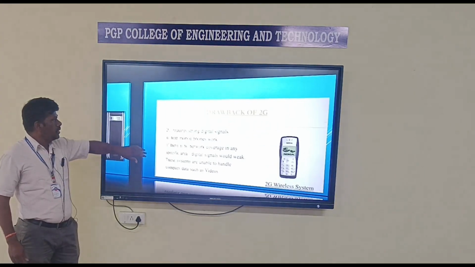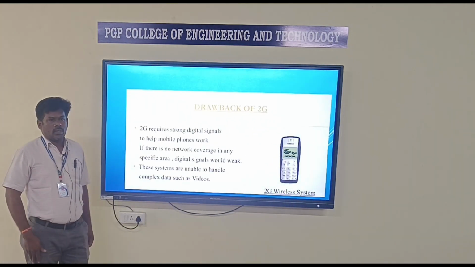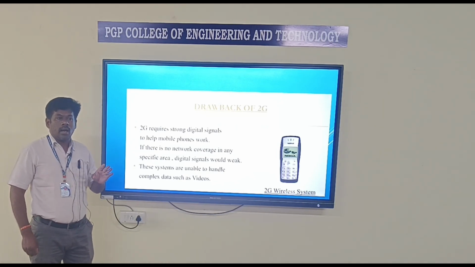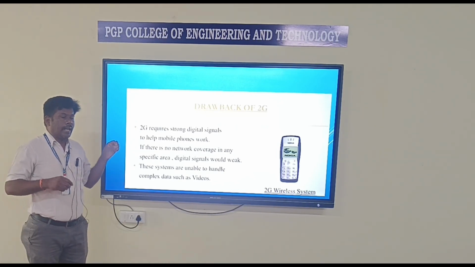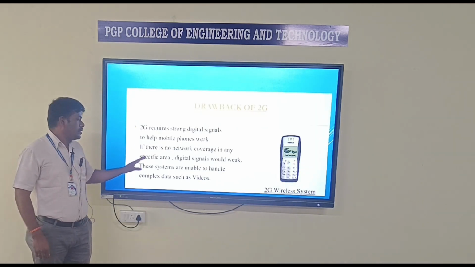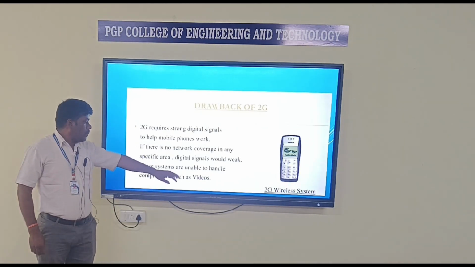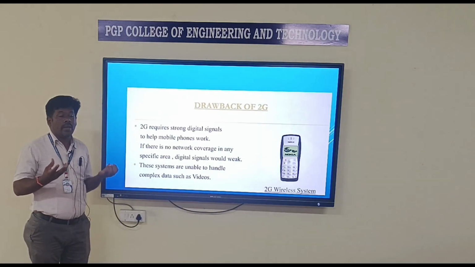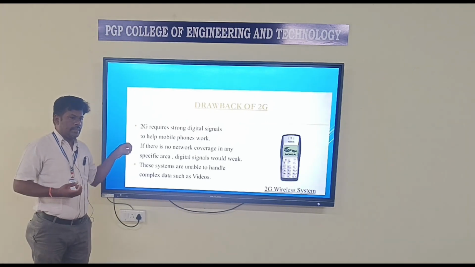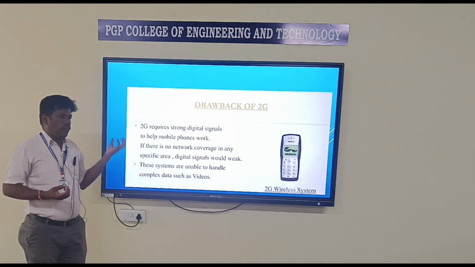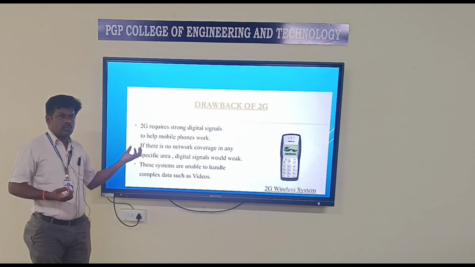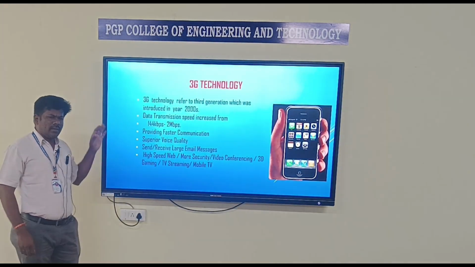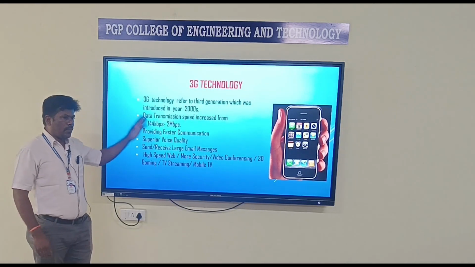Now the drawbacks of 2G. 2G requires strong digital signals, and only then can it receive the call. Otherwise, it's not possible. The strong digital signals are required in the second generation, otherwise we are not able to receive the call. These systems are unable to handle complex data such as videos. You cannot download larger MP videos; only a small amount of data can be received. Next, 3G technology. These drawbacks are overcome by 3G technology.